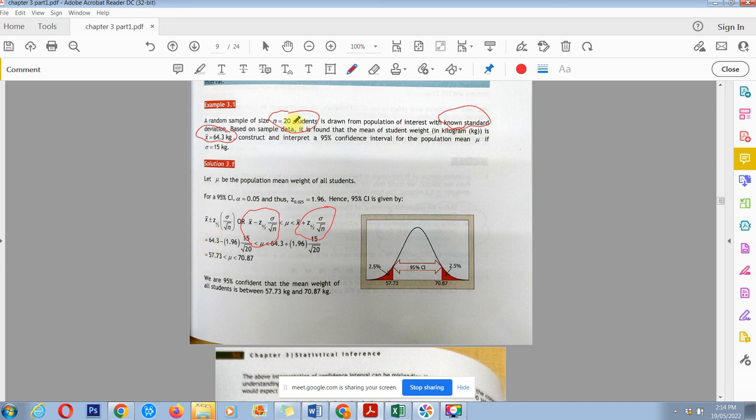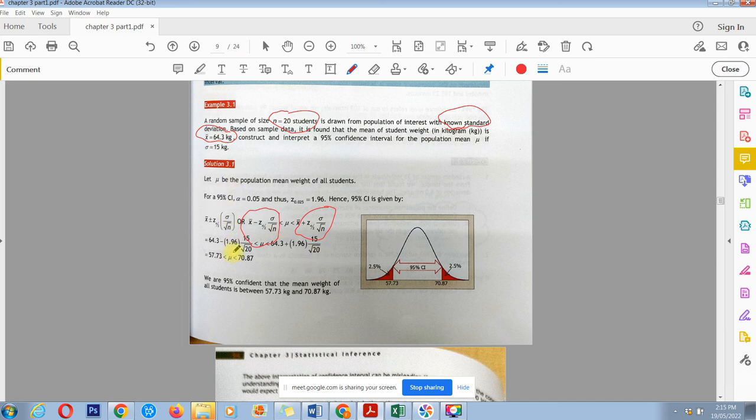So x bar is 64.3, and Z alpha over 2 is 1.96. Then we have sigma 15, and square root of n is the square root of the sample size, so square root of 20. So we will have the interval between 57.73 and 70.87. We can construct a sentence here: we are 95% confident that the mean weight of all students is between 57.73 and 70.87 kilograms.